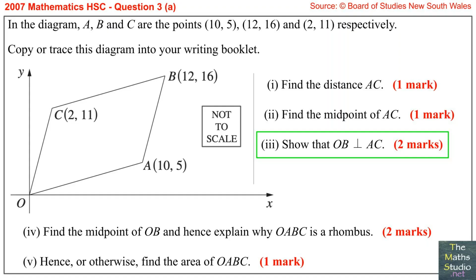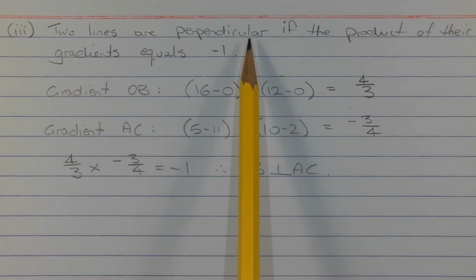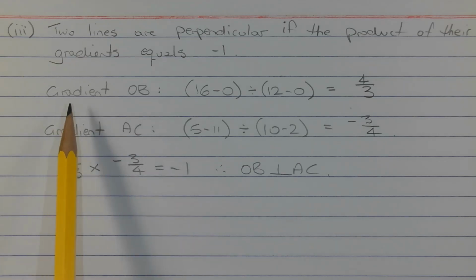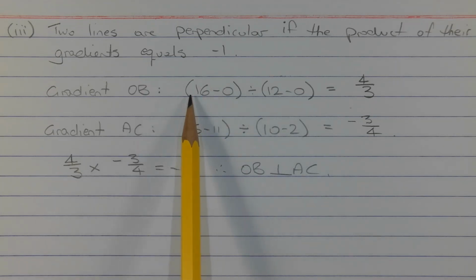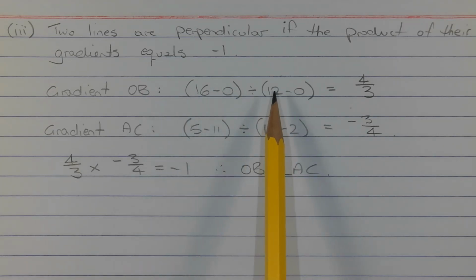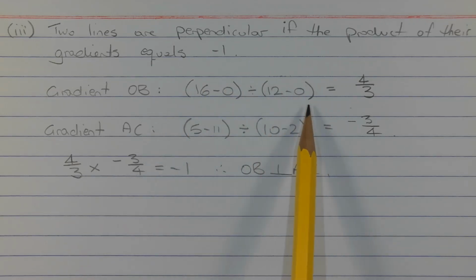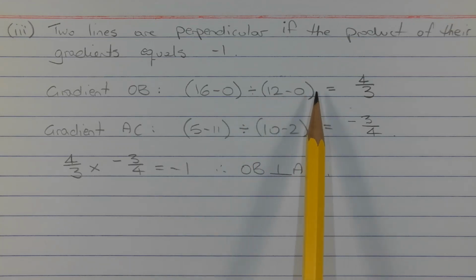Part 3. Show that OB is perpendicular to AC. Two lines are perpendicular, in other words at right angles to one another, if the product of their gradients equals -1. So the gradient of OB is found using the 2-point gradient formula, that's (y2 minus y1) divided by (x2 minus x1), the change in y divided by the change in x. So (16 minus 0) divided by (12 minus 0) is equal to 4/3 as a fraction.